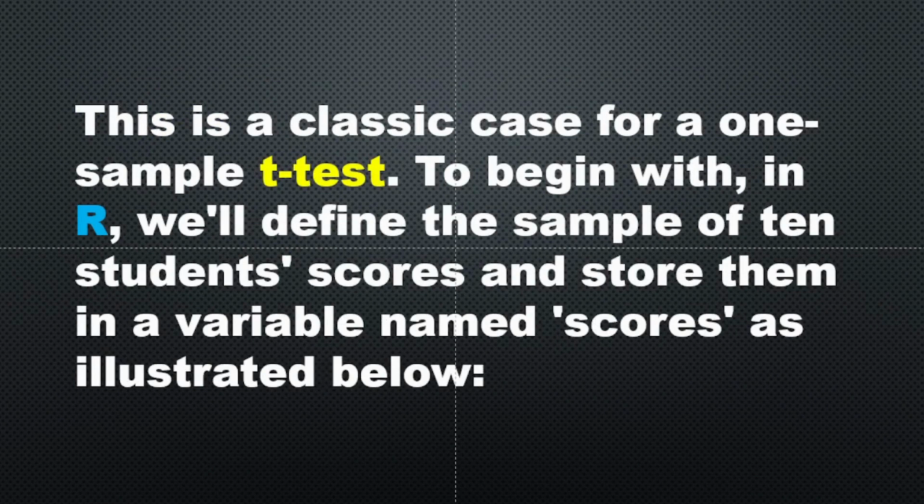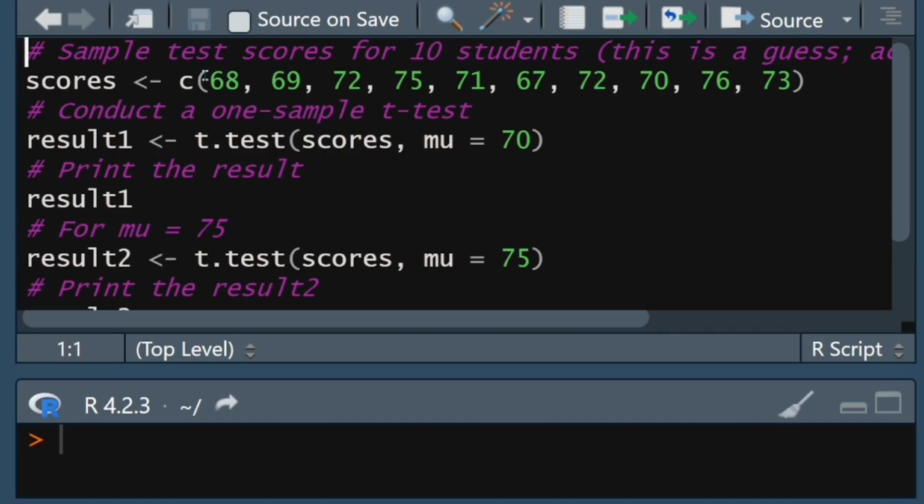To begin with, in R, we'll define the sample of 10 students' scores and store them in a variable named scores as illustrated below. Scores equals 68, 69, 72, 75, 71, 67, 72, 70, 76, 73.